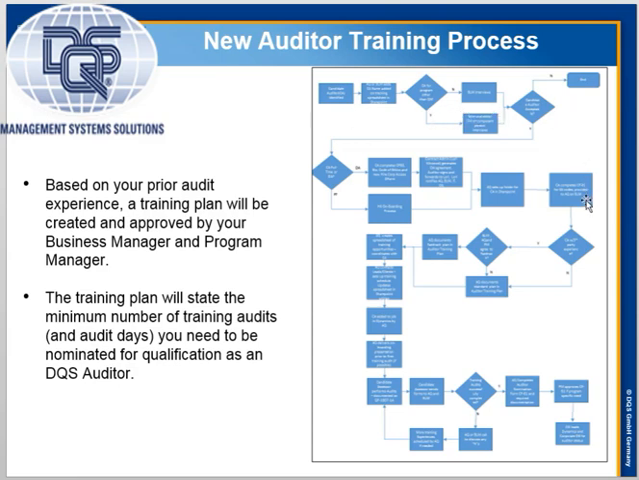Don't try and focus on reading this chart. This is a whole chart that shows the process flow for hiring, developing a training plan, which happens over here, and then getting you through the training process, which happens down here. The training plan defines the minimum number of training audits and audit days you will need to be nominated for qualification as a DQS auditor.